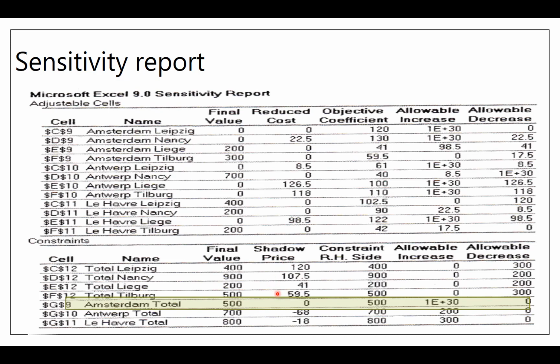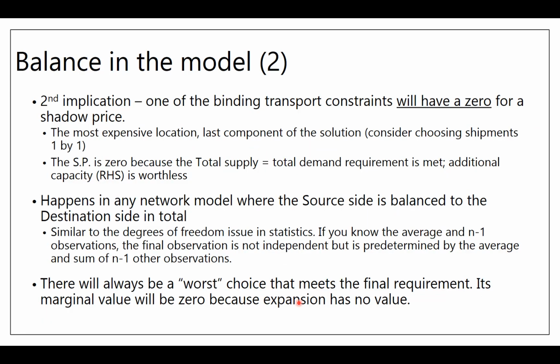Another thing you get is that one of the constraints is going to have a 0 shadow price. It's always going to be the dodgeball case, the last thing that gets used. So Amsterdam, that shipment from there, we would love to avoid it. We wouldn't do it if we could help it, but it got filled because there was a requirement for total supply equal to total demand. That's the second implication discussed here: the most expensive location is going to be the last component of the solution. Any network model where the source side is balanced to the destination side will have that result.